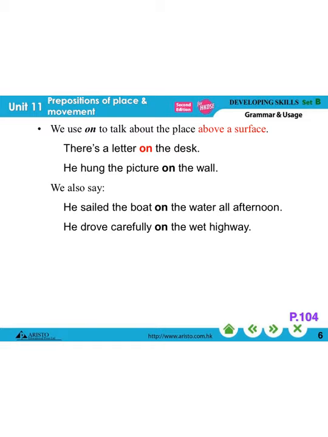Okay, and then lastly, we use on to talk about the place above a surface. For example, there is a letter on the desk. She hung the picture on the wall. And we also say he sailed the boat on the water all afternoon. He drove carefully on the wet highway. Okay, if you just ignore the adjective here, on the highway. So we are using on to talk about the place above a surface. Okay?